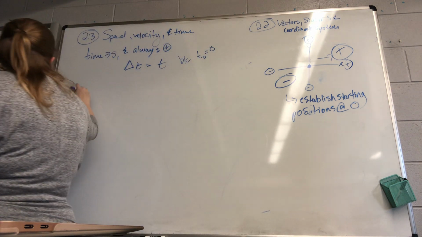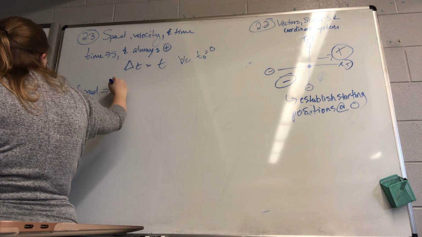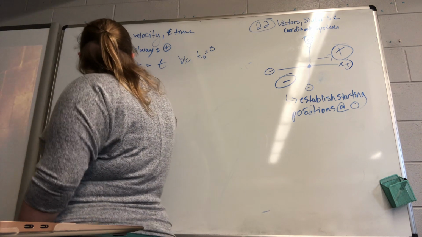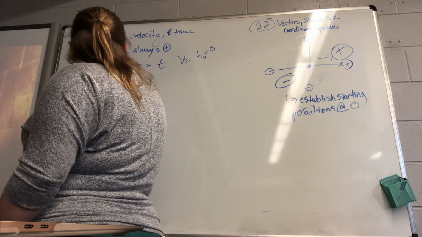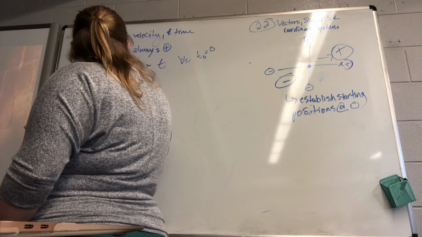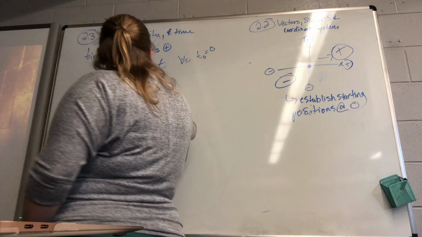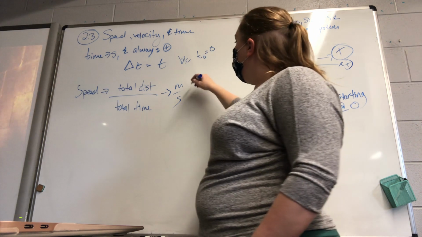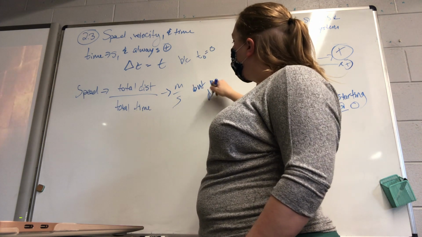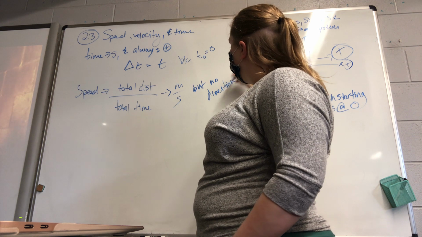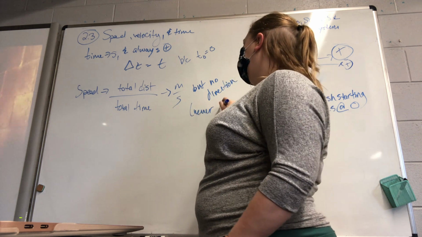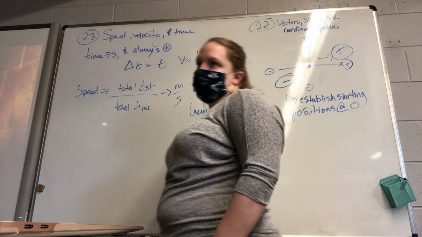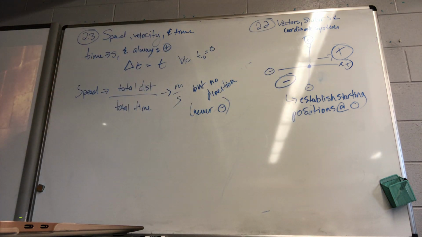Velocity, or let's start with speed. Speed is defined as total distance over total time. And this has units of meters per second, just like everything else that we would talk about with velocity. But no direction. So it's never negative. Doesn't matter what direction of speed. We say the car goes 35 miles per hour. We don't give any information about direction or change in speed.